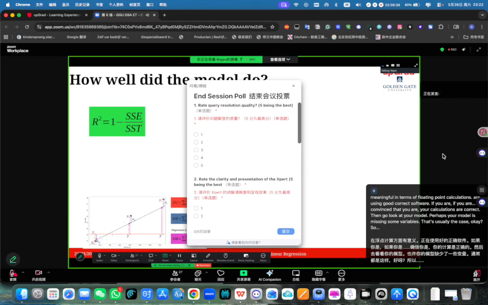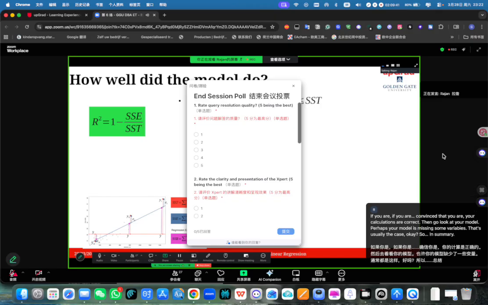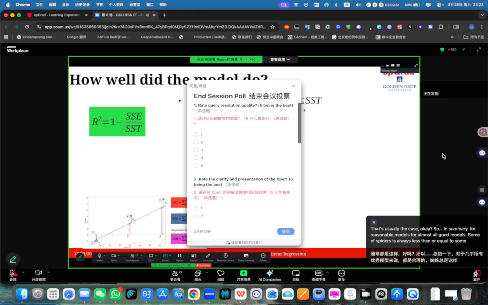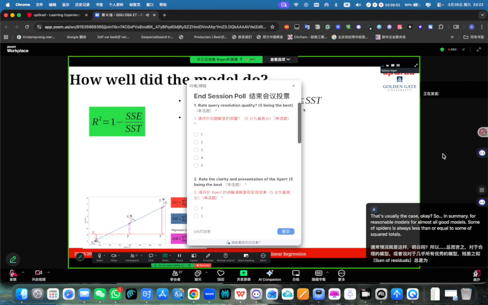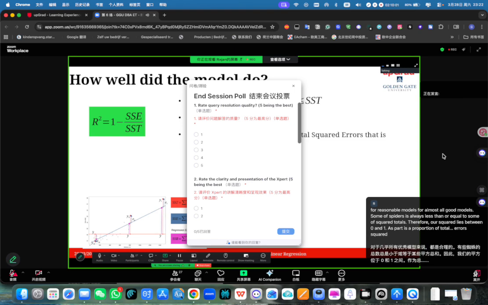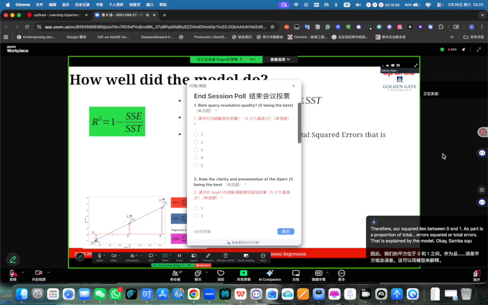In summary, for almost all good models, sum of squared errors is always less than or equal to sum of squared totals. Therefore, R squared lies between 0 and 1. R squared is a proportion of the squared total errors that is explained by the model.